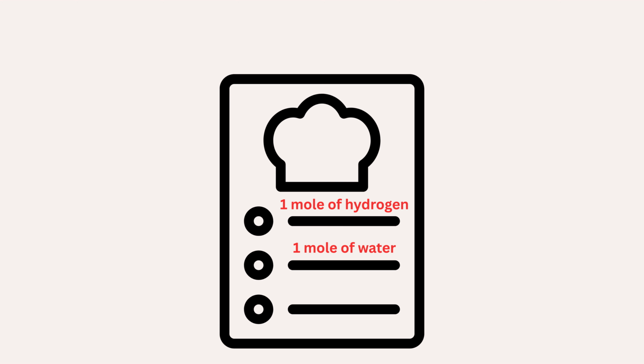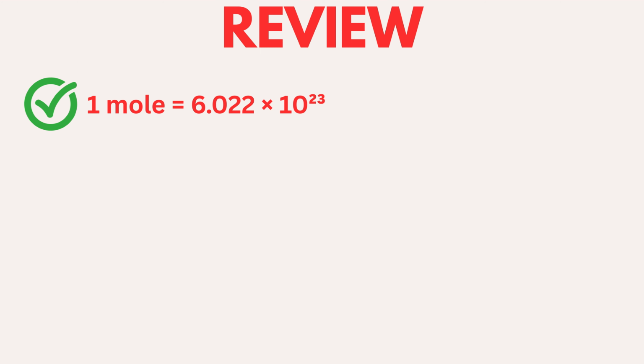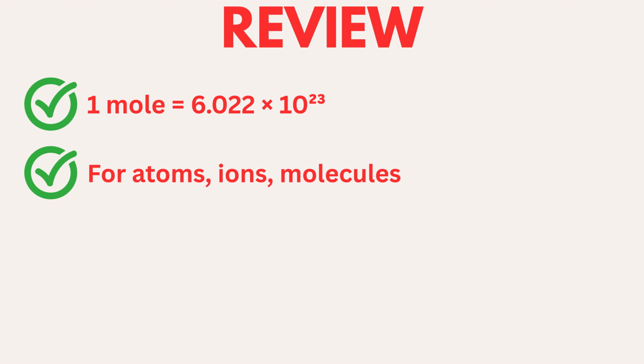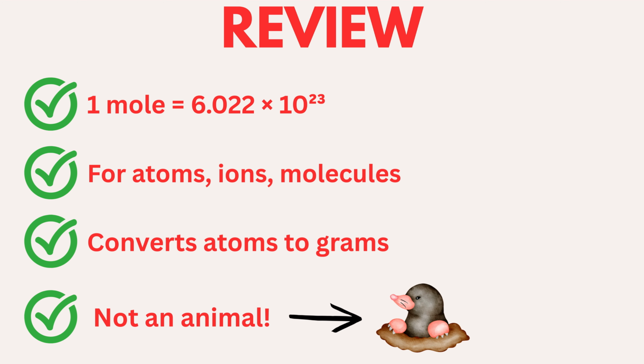It's like a recipe. If you need 2 parts hydrogen for every 1 part oxygen, moles help you measure that precisely. Let's review. A mole is a giant number, 6.022 times 10 to the power 23. It helps us count and measure tiny particles. It connects the atomic scale to real-world grams and milliliters. And no, it's not related to this guy.